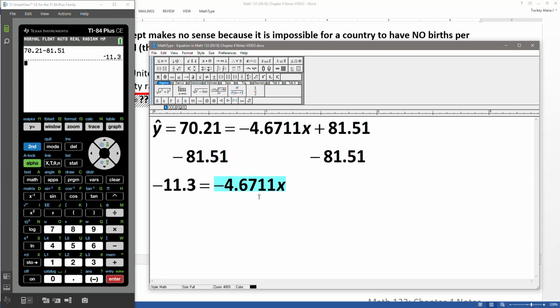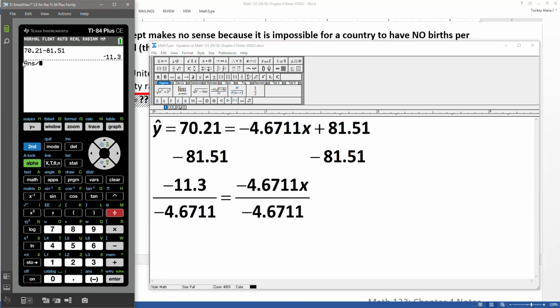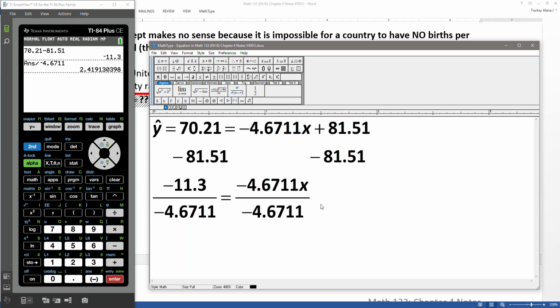So now we're going to divide both sides by that negative 4.6711, because the way to undo a multiplication is division. So let me grab my calculator. I hit the division symbol and it takes the last answer, which was negative 11.3, and I divide by negative 4.6711, enter. And I get that x is approximately 2.419.